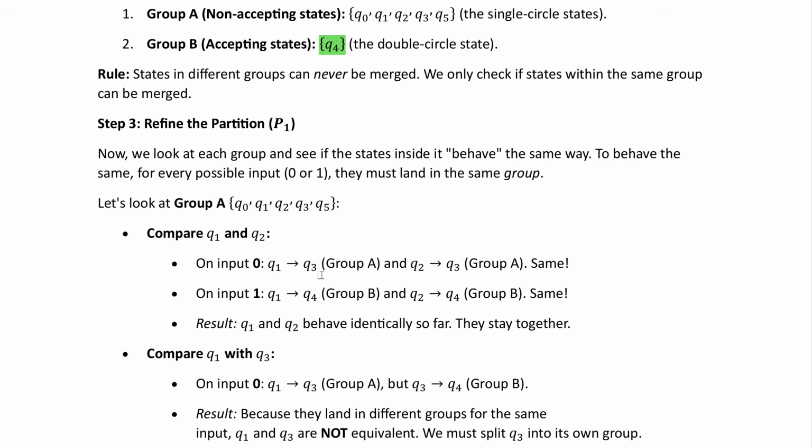The next state is Q4, so Q4 is also lying in the same group, right? When we apply 1 on Q2, again we get Q4. So Q4 is lying in the same group. It should not be that one next state is lying in one group and the other in a different group. In that case, they will not be behaving in the same way. We will see this clearly. Now we'll be comparing all of these pairs of states in a similar fashion.